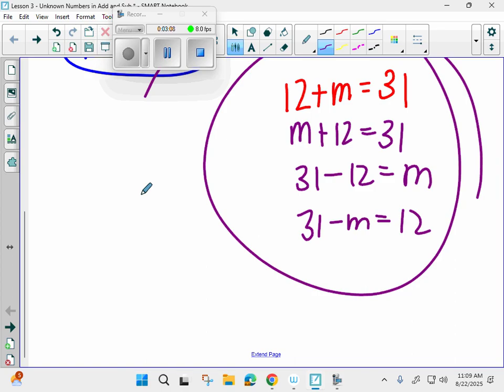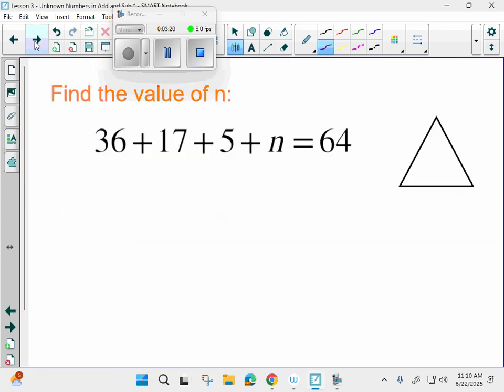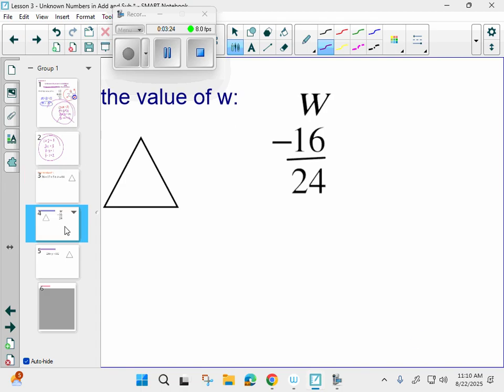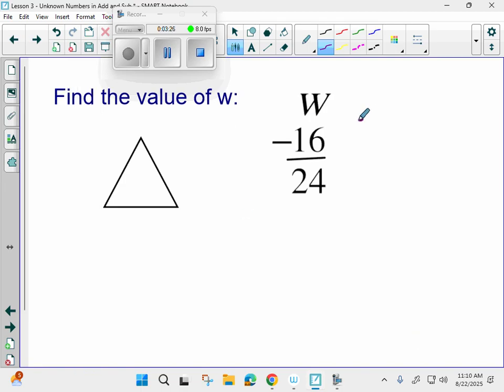Do you have to show that every time? No. It's just showing you how those relate, right? Inverse operations, addition and subtraction. Okay? We are going to do the triangle, though. Let's try another one. Oh, hold on. Did I skip one? I want to do this one first. Okay, let's do this one.